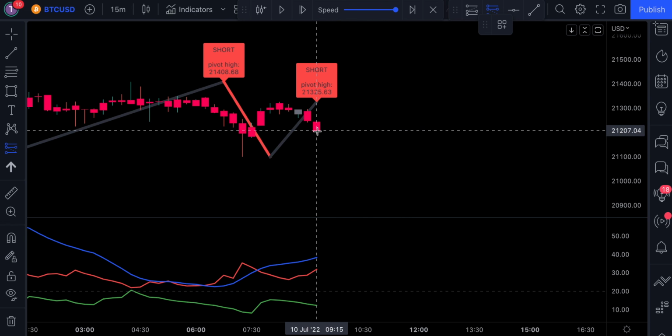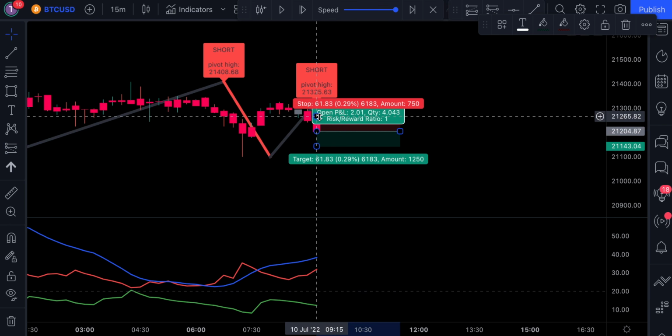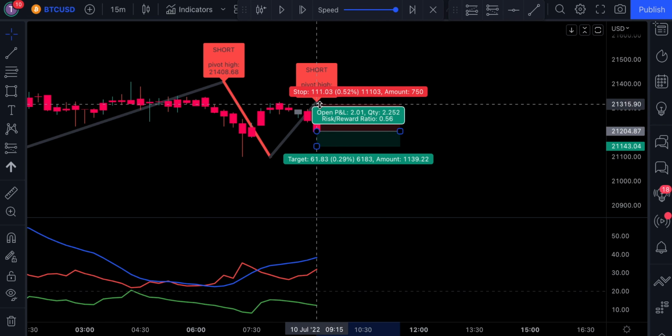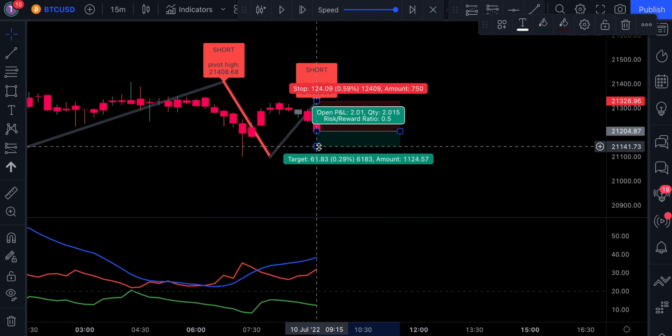We're going to place a sell order once the bar is fully closed. Our stop loss will be set at the recent swing high. And we're going to be targeting 1.5 times the risk.